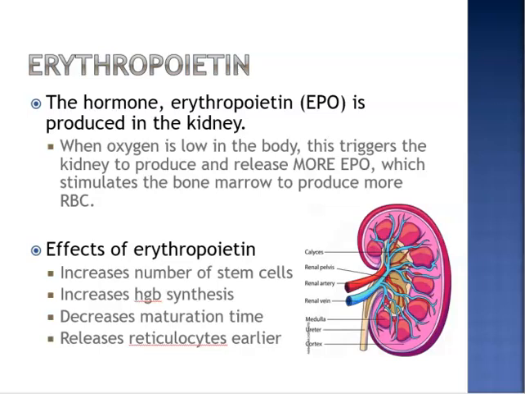And the effects of erythropoietin: it increases the number of stem cells, it increases hemoglobin synthesis, and it decreases the maturation time. So all those steps that we just looked at for red blood cell maturing can be sped up if the body needs those red blood cells in a hurry. And also, those reticulocytes can be released early, the earlier stage of development of the red blood cell. So those red blood cells can be released before they're completely mature into the peripheral blood.